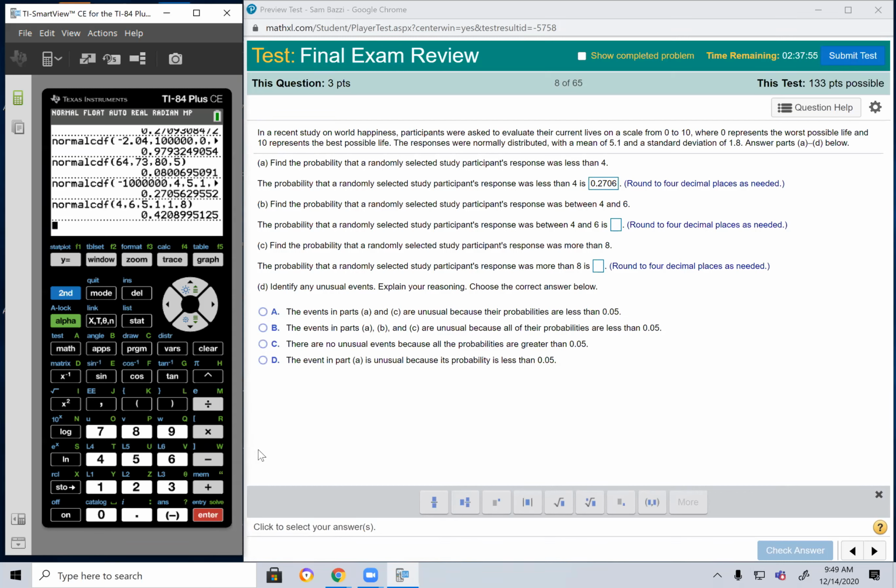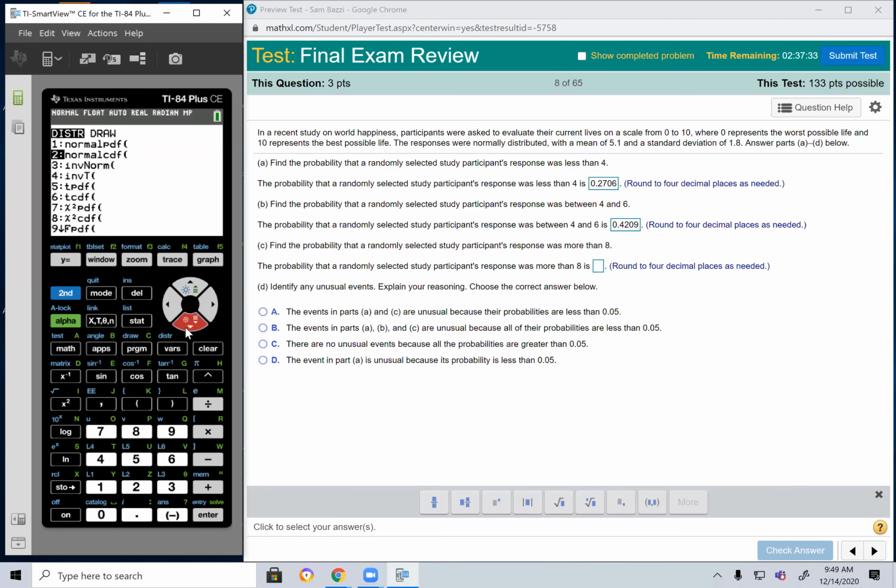Okay, so you get 0.4209. What's the probability a randomly selected study participant response was more than 8? More than 8, so 8 is the lower bound and the upper bound is 1,000,000. Trying to put the responses, so if you guys review it, you can see the responses while you do the questions. So upper is 1,000,000 or 1,000,000,000.